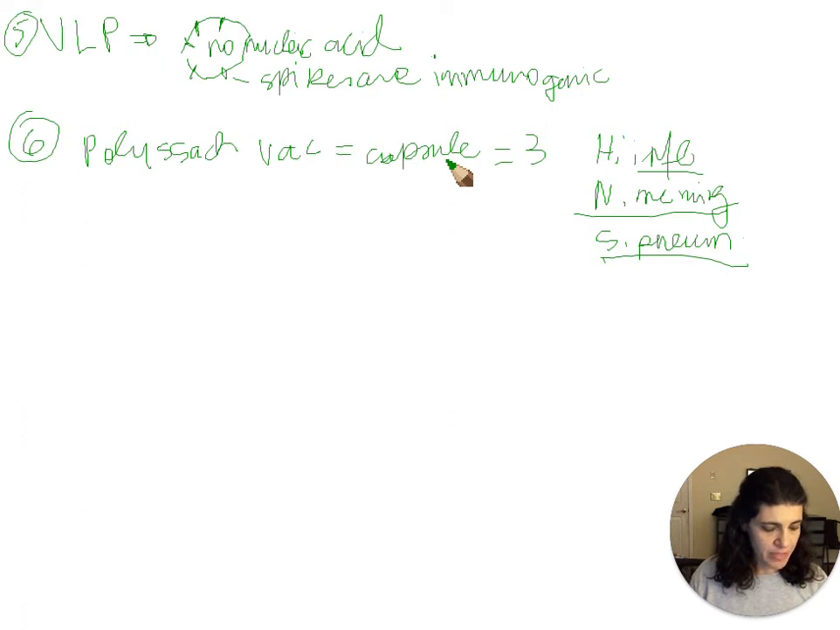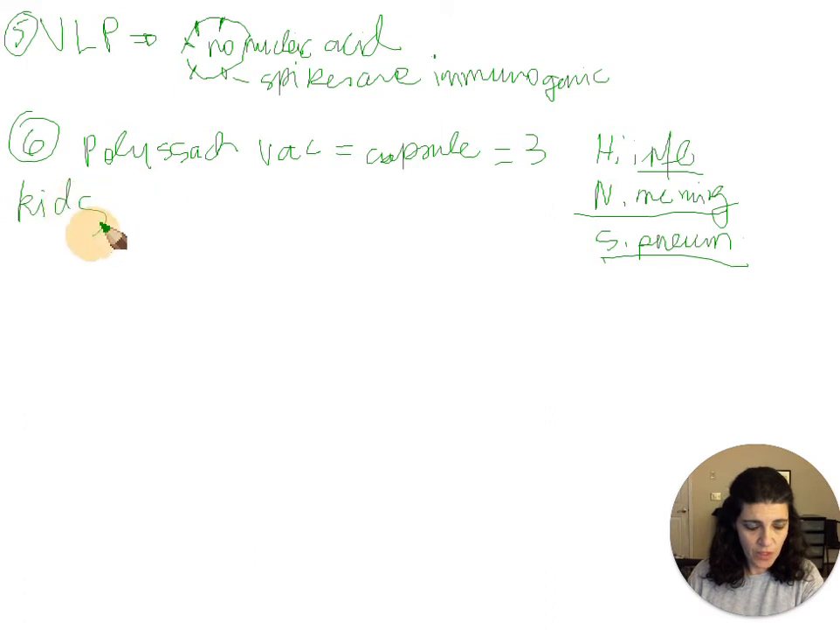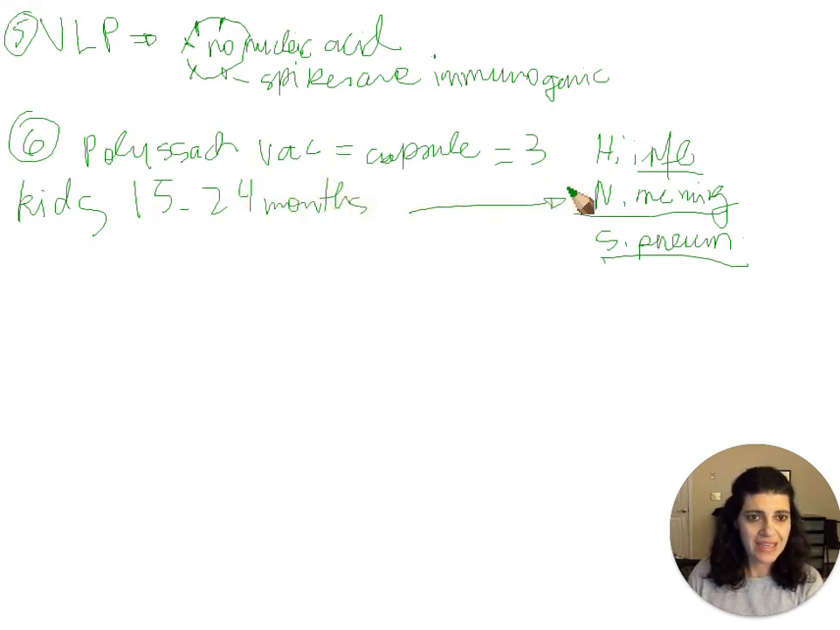What is the problem here? Very little kids, infants, cannot respond to this type of immunization. So kids need to be between 15 and 24 months to receive this. Do they need to receive this? This is deadly. If you don't give the bacterial meningitis vaccine to your kids, they can absolutely die of it, okay? In days, in hours.